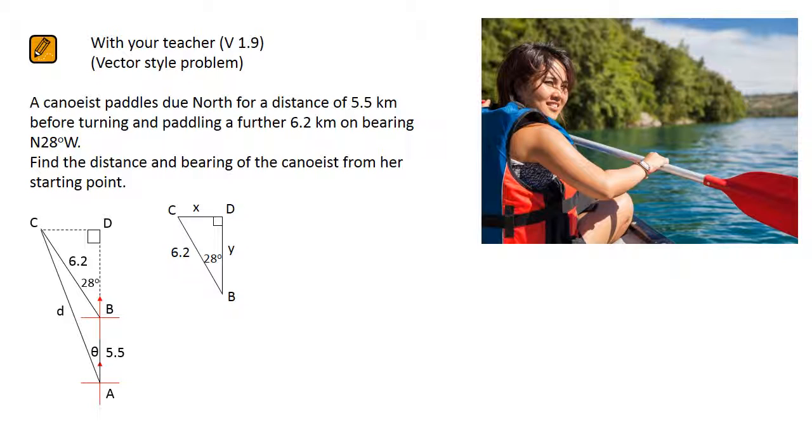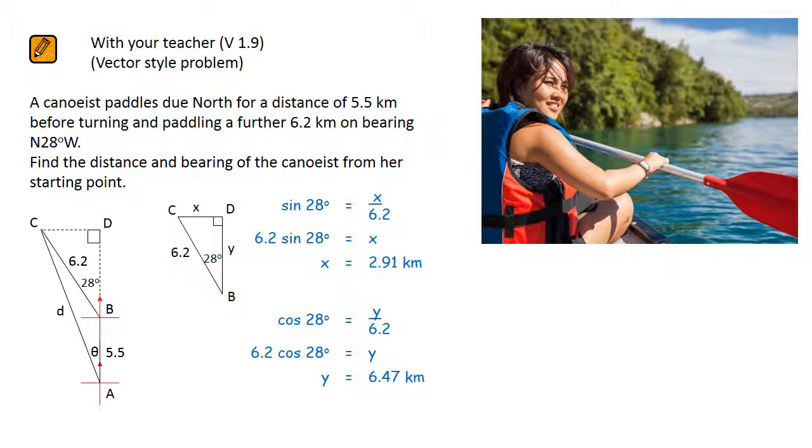We can use trigonometry here to work out distances x and y. To find x, the question involves the opposite and the hypotenuse. It makes it a sine question. The sine of 28 equals opposite x over hypotenuse 6.2. Rearrange and solve and we'll find that x equals 2.91. To find y, the question involves the adjacent and hypotenuse. It's a cosine question. The cosine of 28 equals the adjacent y over hypotenuse 6.2. Rearrange and solve, y is equal to 6.47.